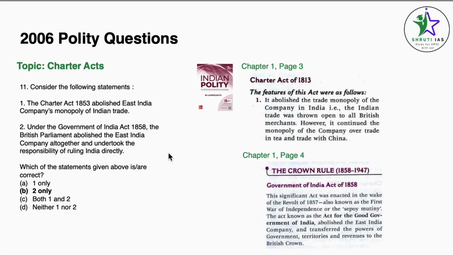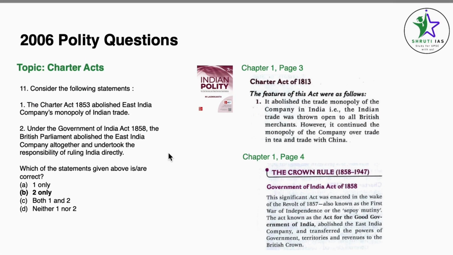Coming to question number 11, which is about the Charter Acts. Now, here, point number 1, the Charter Act 1853 abolished East India Company's monopoly over Indian trade. So this statement is incorrect. I kind of forgot to mark it in red, but we can check in chapter number 1, historical background, page number 3. Under Charter Act of 1813, the features of this act were as follows. It abolished the trade monopoly of the company in India, that is, the Indian trade was thrown open to all British merchants. So we can see that 1813 is the correct answer, not 1853. So statement 1 is incorrect.